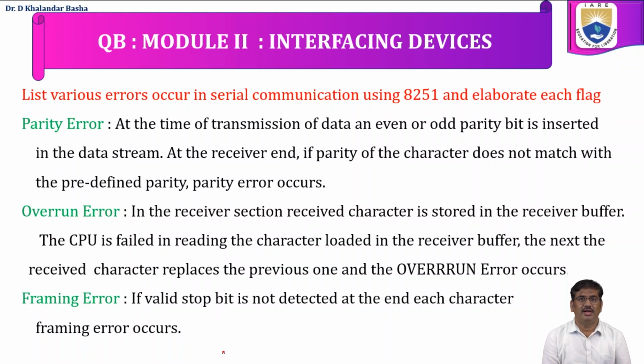Next, overrun error. In the receiver section, received characters are stored in the receiver buffer. If the CPU fails to read the characters loaded in the receiver buffer, the next received character replaces the previous one and an overrun error will occur. Framing error: if a valid stop bit is not detected at the end of each character, then a framing error will occur.